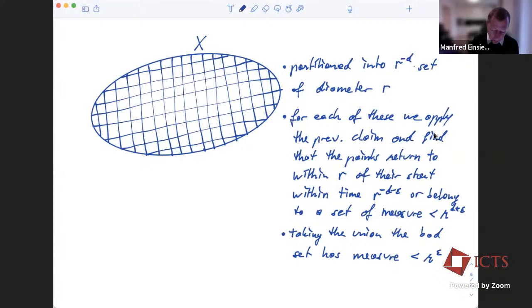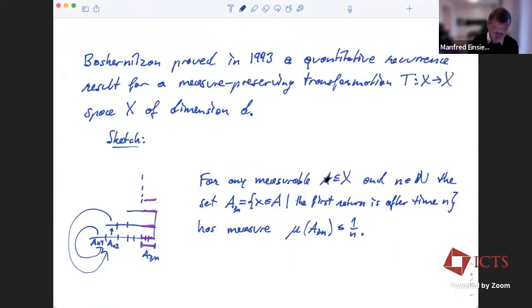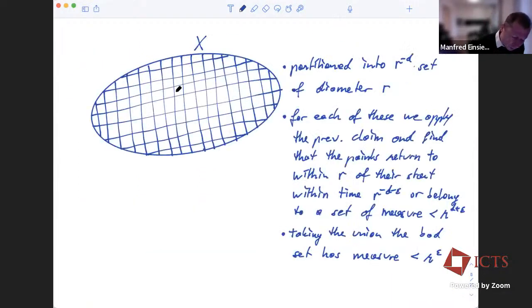For each of these sets, we can apply the previous claim, this kind of tower. So my set A is one of these boxes, and then I look at the subset of this one box of all the points that don't return within time r to the minus d minus epsilon. So I used the dimension d in the formula, but I put some extra safety, minus epsilon, in. Then I apply the previous elementary result, and I see that the measure of the subset of this tiny box that doesn't have a return within r to the minus d minus epsilon has measure less than r to the d plus epsilon, obviously.